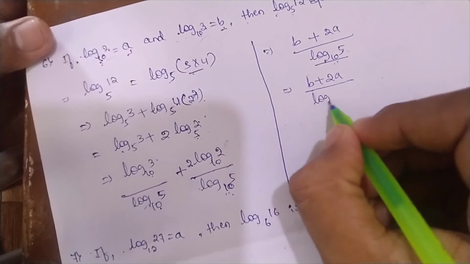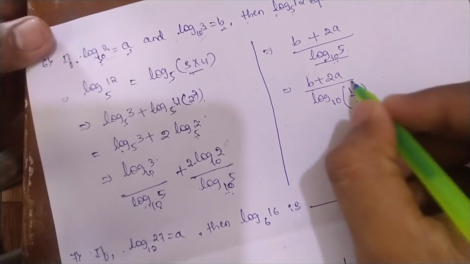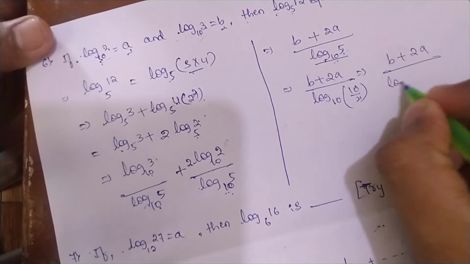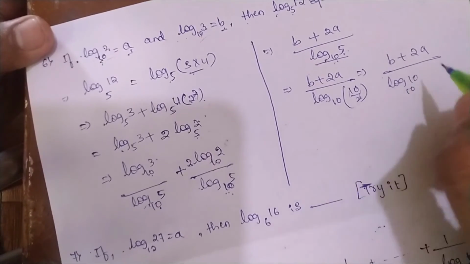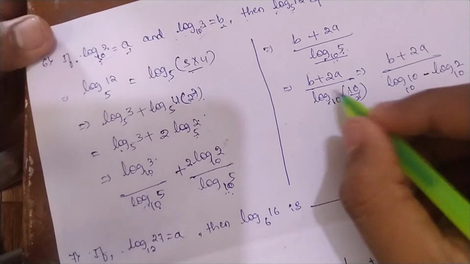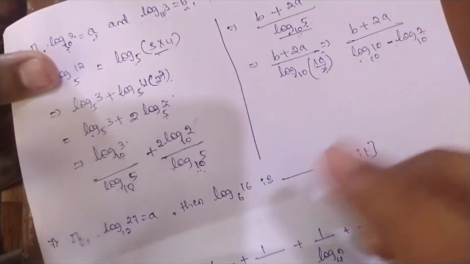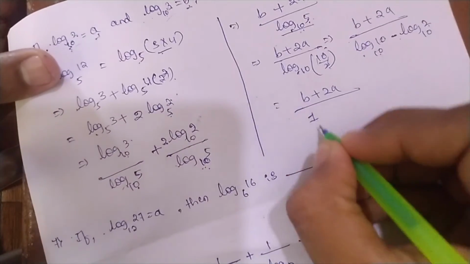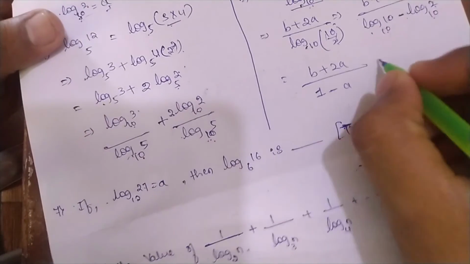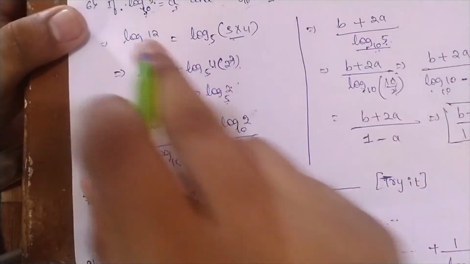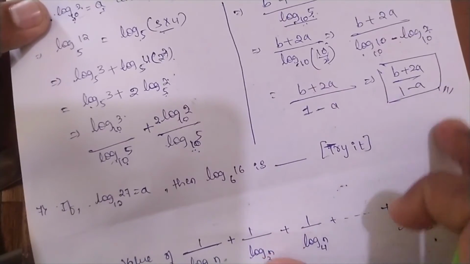can be written as log 10 of 10 by 2, so 10 by 2 is 5 only, correct, which equals b plus 2a divided by log 10 base 10 minus log 2 base 10, by using the division property. Correct? So log of a by b equals log a minus log b, so using the division property we can write like that. So b plus 2a, and log 10 to the base 10 is 1 minus log 2 to the base 10, which is a, so that reduces to b plus 2a by 1 minus a. So that's the answer. So log 12 base 5 answer is b plus 2a by 1 minus a.